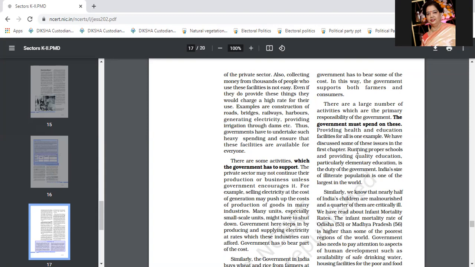So the government needs to pay attention to such aspects, that is human development, like availability of safe drinking water and housing facilities for the poor and the poorest members of society. India's nearly half of children are malnourished and a quarter of them are critically ill. That is indicated by the IMR, infant mortality rate, which is very high in Odisha and Madhya Pradesh. So it is the responsibility of the government to provide all these services.